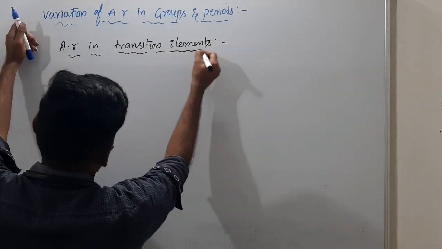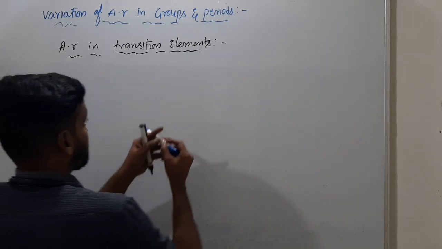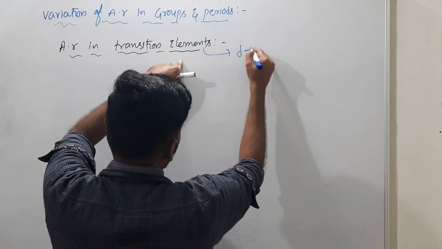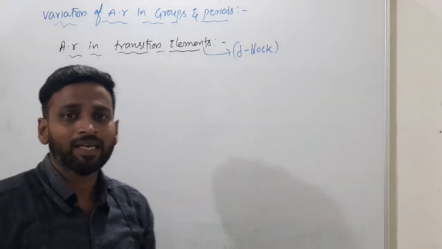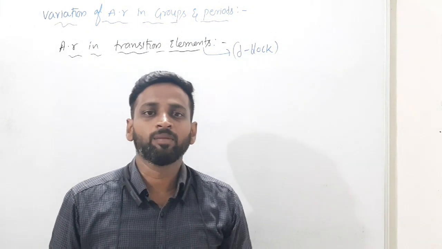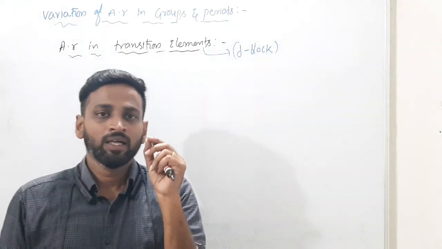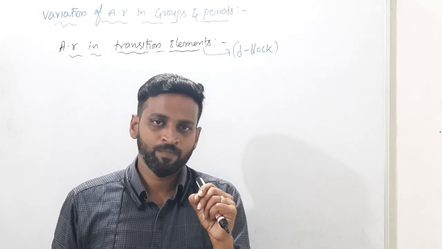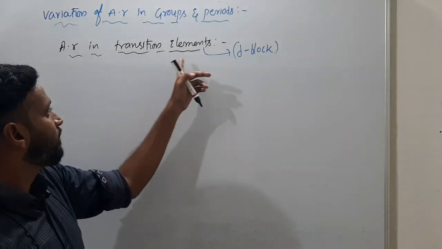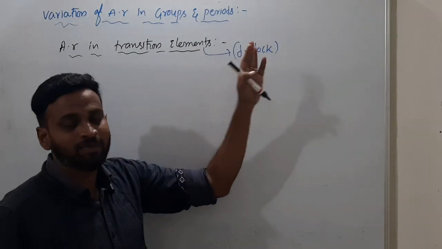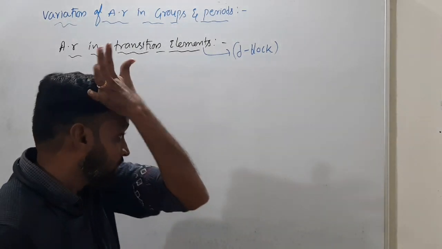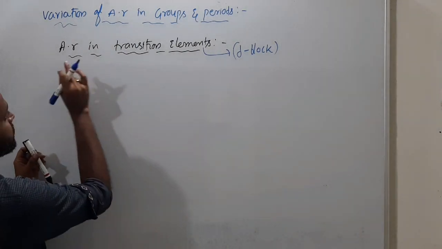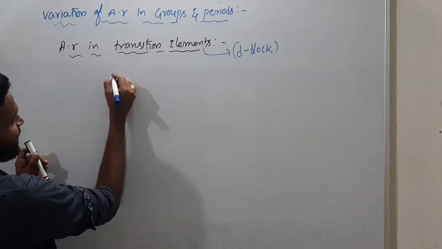Transition elements are present in what? D-block elements. Except zinc, cadmium, mercury, the remaining are transition elements. Transition elements have partially filled d orbitals actually. So d-block elements are called transition elements, but except zinc, cadmium and mercury. Understanding, everyone? So here we have to discuss atomic radius in transition elements.